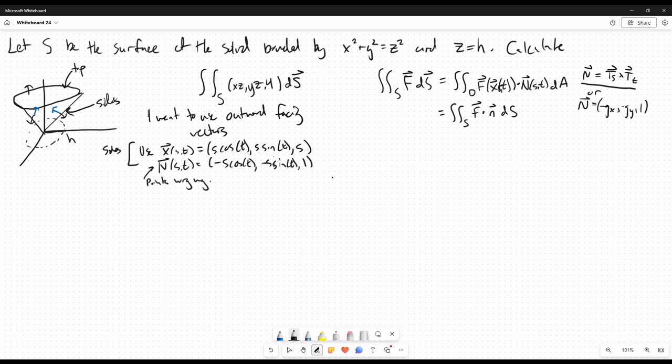Okay, so let's go ahead and set up our integral. Remember from the previous video, when we're using the parameterization, D represents the bounds in our parameterization. So s is going from 0 to h, and t is going from 0 to 2 pi. What's xz? Well, my x is s cosine t, and my z is s. Yz, that's going to be s sine t.